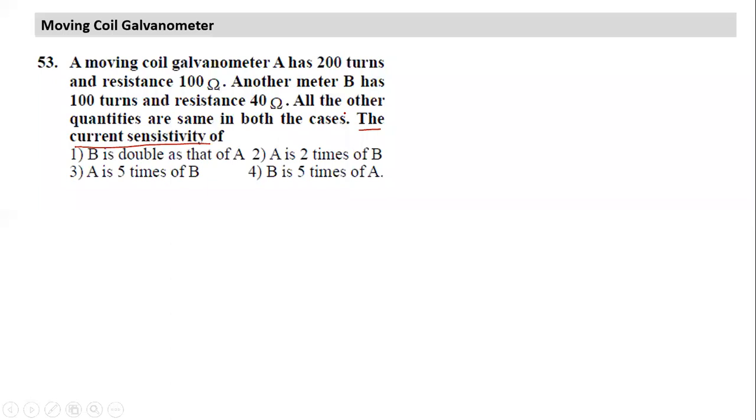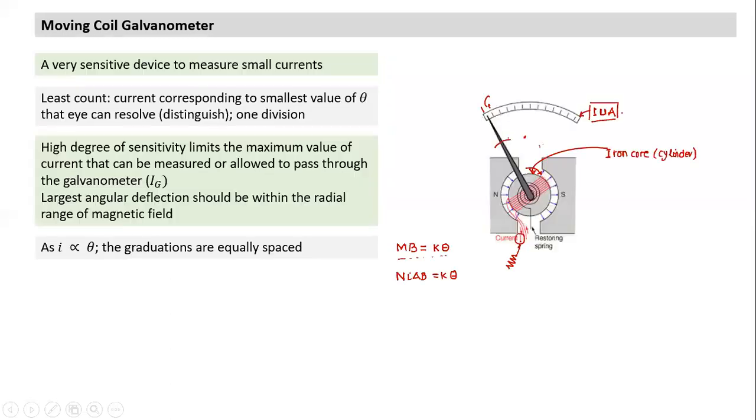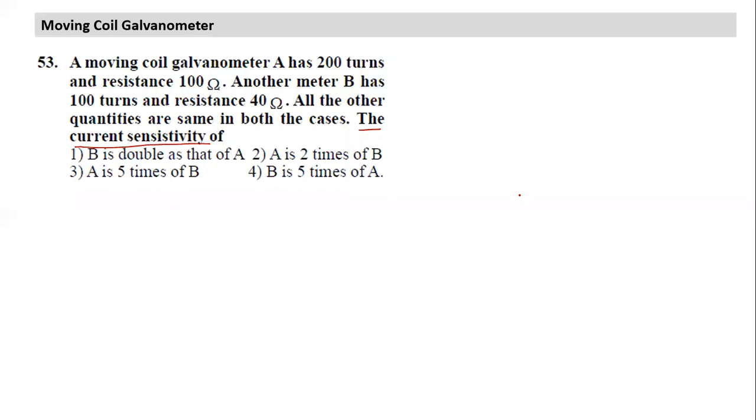What if we try to visualize this question? What has changed here? Rest all, this magnet has been kept the same. The only thing is this coil has been replaced by a different wire. First case 200 turns, second case a different number of turns, and if we replace the coil, the resistance also will change. Okay, this is what is given. What is the current sensitivity?